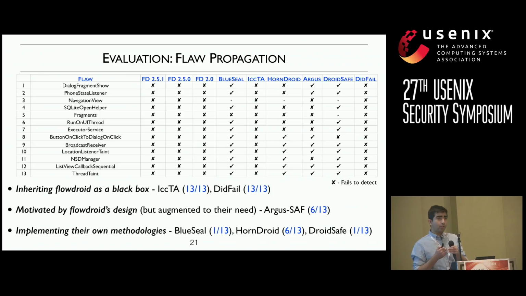So to summarize the results, we found that the tools that inherited FlowDroid as a black box, perhaps unsurprisingly, inherited all of these flaws as well. The tools that were motivated by FlowDroid's design but made some tweaks and changes to their own implementation inherited these flaws partially, around 50%. The tools that had the same security goal but had their own methodologies were the least impacted by this flaw propagation problem.